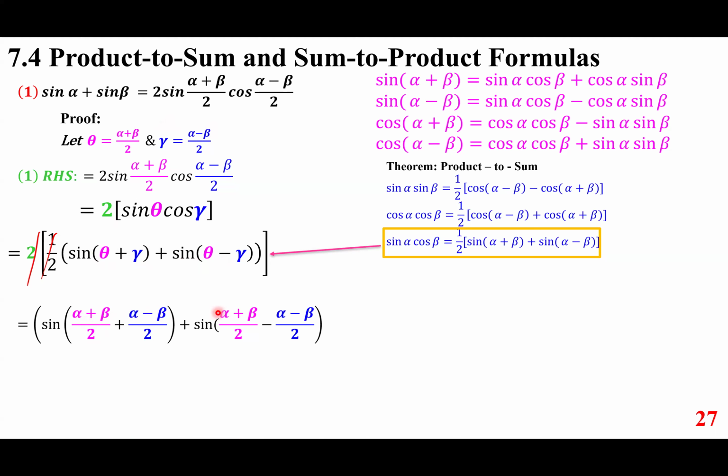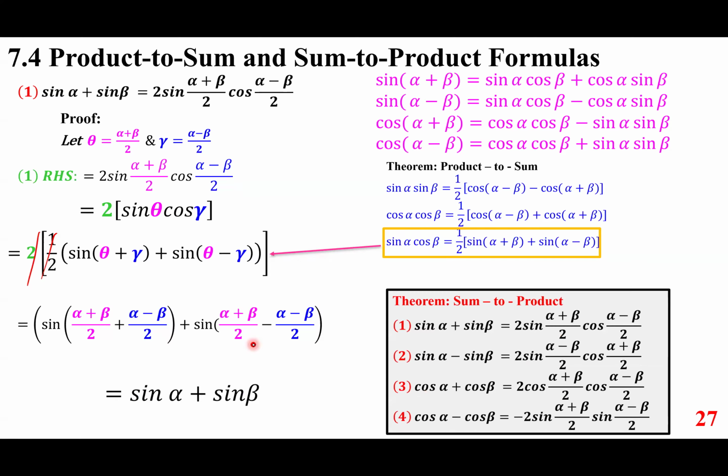In this case, alpha minus alpha cancel each other. Beta minus minus beta is plus. So you have 2 beta over 2, or beta. And believe it or not, that's sine of alpha plus sine beta. And that's the proof. So sine of alpha plus sine of beta.